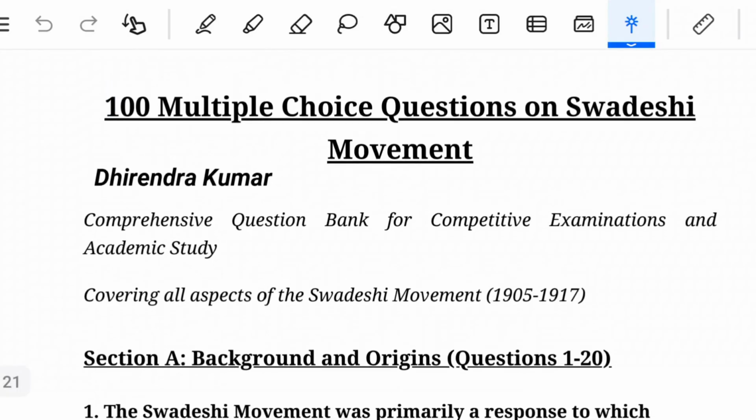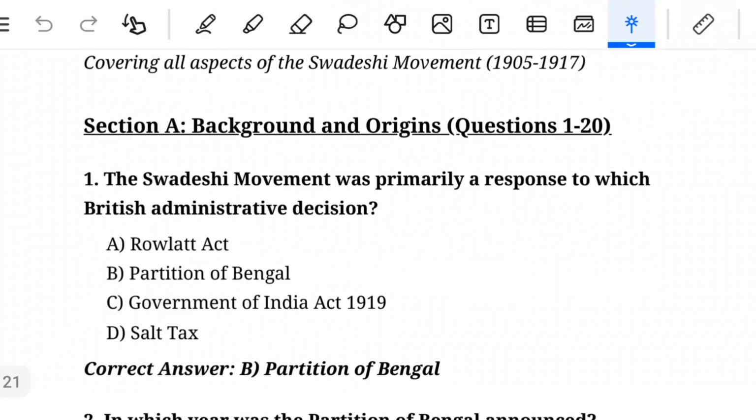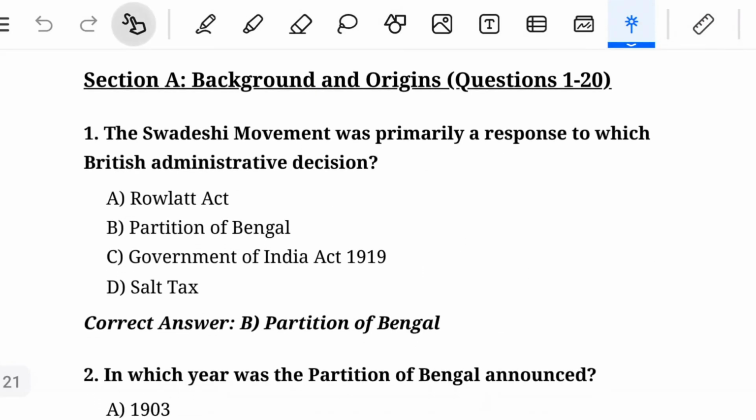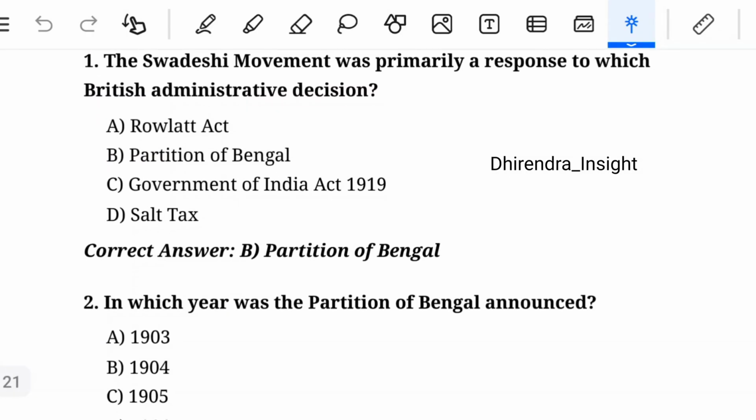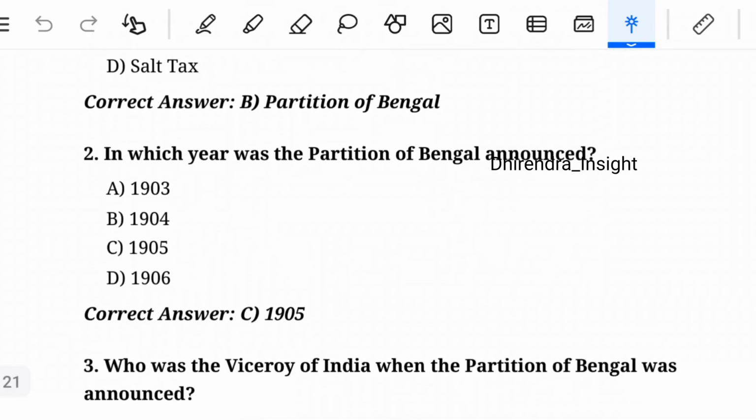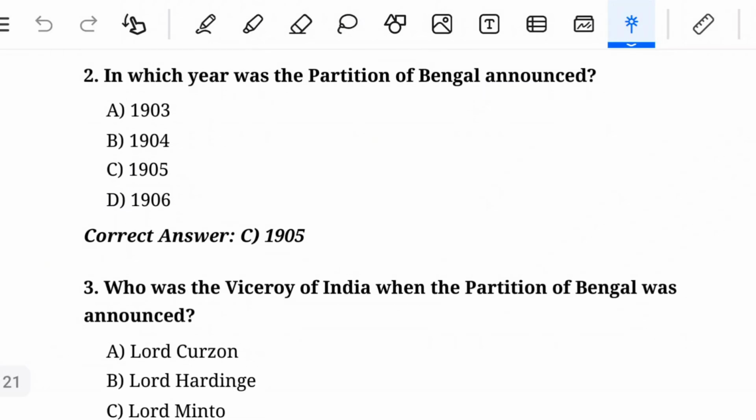1. The Swadeshi movement was primarily a response to which British administrative decision? A. Rowlatt Act. B. Partition of Bengal. C. Government of India Act 1919. D. Salt tax. Correct answer: B. Partition of Bengal.